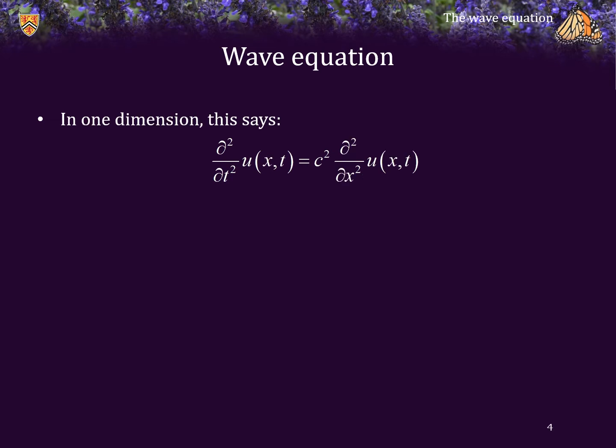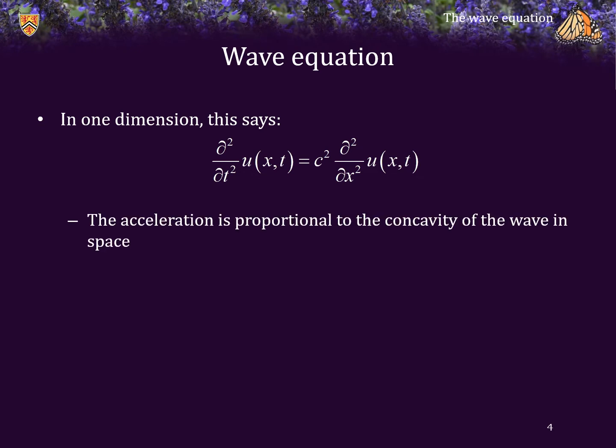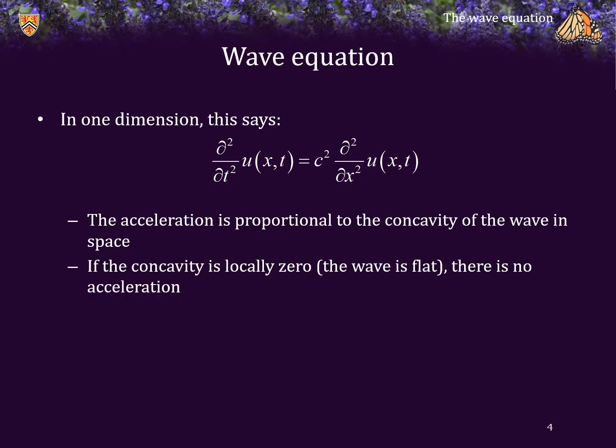Now, what does this equation say in one dimension? Well, it's essentially saying that the acceleration of the string or the wave is proportional to the concavity of the wave in space. So how quickly a point on the wave is accelerating in one direction or the other depends on the concavity. Now, if the concavity is locally 0, as before, then there's going to be no acceleration. There may still be movement, but there's just no change to that speed in the wave.